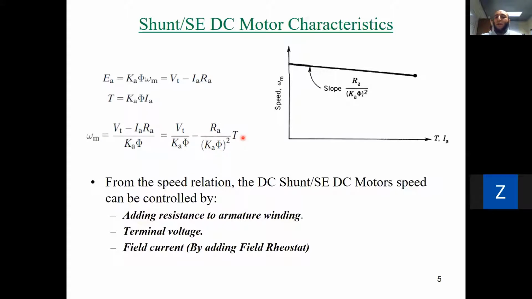So simply by applying a small program and changing the value of T and finding the value of corresponding omega m, we will find the torque-speed relation like that. On the horizontal axis representing torque or current, and the vertical axis representing speed, you will find the characteristic of the separately excited or shunt motor in this linear curve. Later we will discuss how we can control this curve in order to control speed based on these parameters.